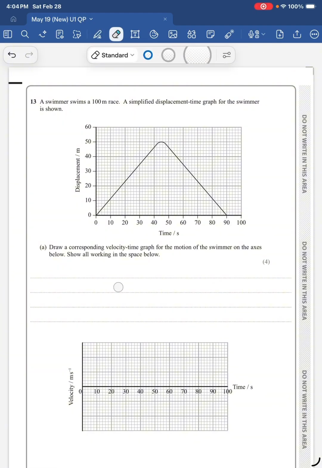Okay. So the gradient of this graph gives you the velocity, okay? So we will assume that this is a straight line. We can use this point, maybe. So let's see. We can take any 2 points, by the way, on this graph.